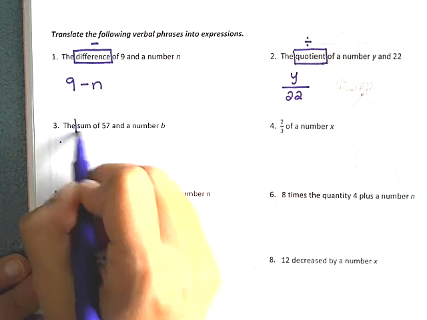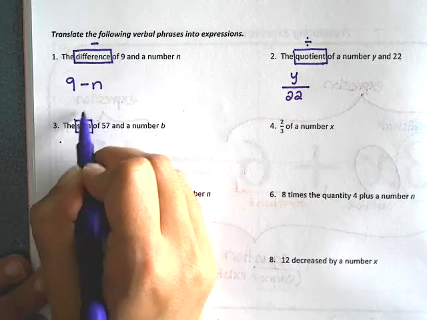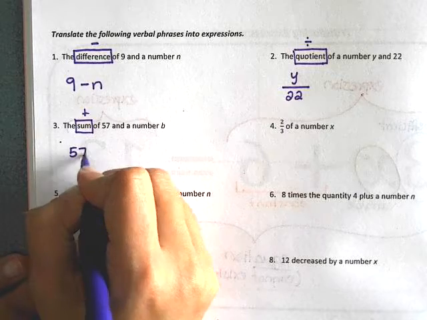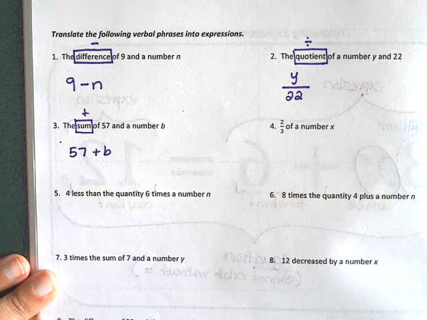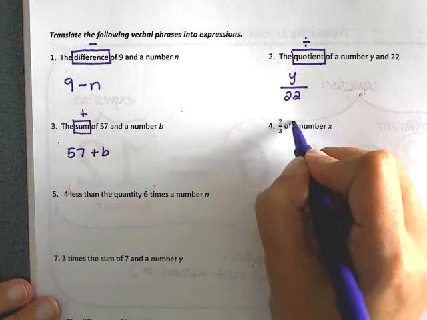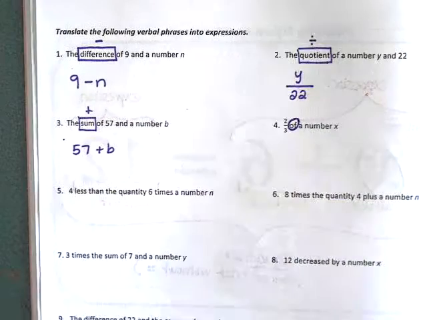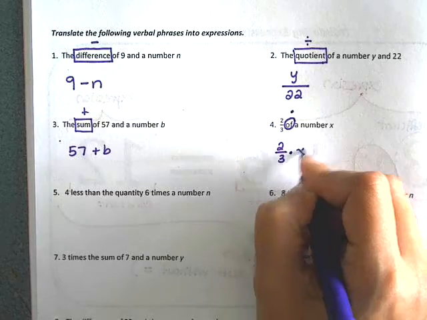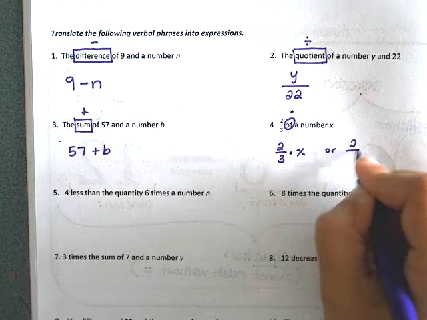The sum of 57 and a number b. The word sum means addition. So I would write 57 plus b. And 2/3 of a number x. The word of means multiplication, so I would write 2/3 times x, or just 2/3 x.